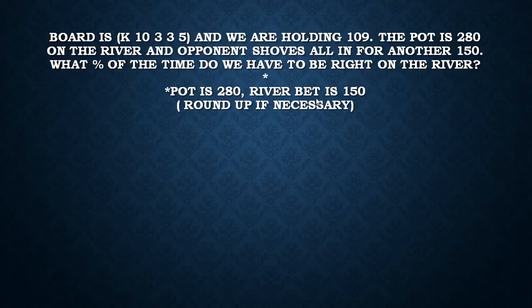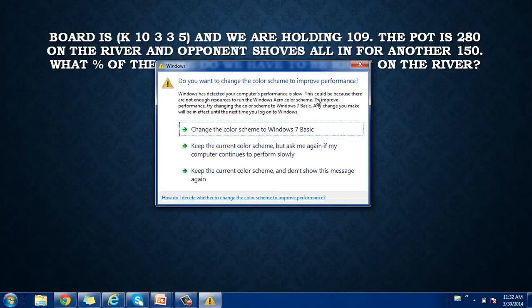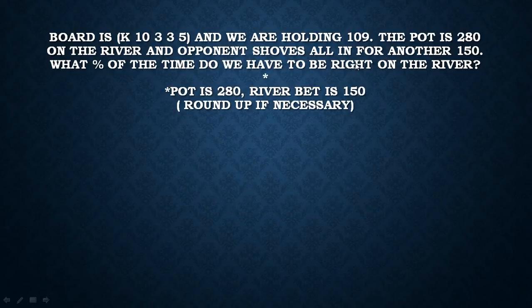So the board is King 10 3 3 5, and for this example I didn't use suits, and I'm sorry about that. I'm not using suits for this example because they're really not needed. We're not really hand reading in this hand, we're basically just understanding what the math is here. So the board is King 10 3 3 5, and we are holding 10 9.